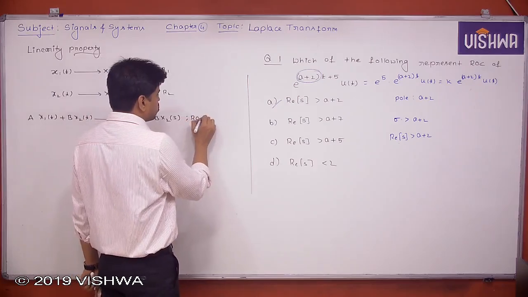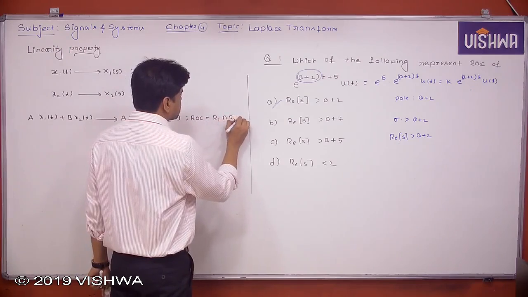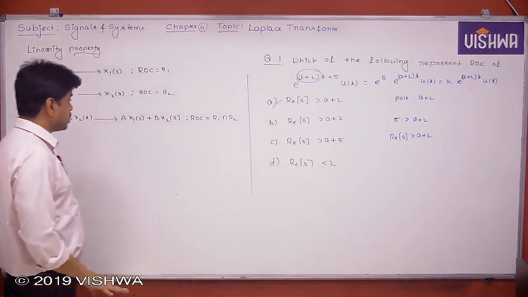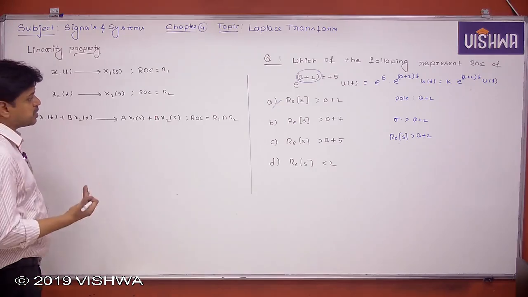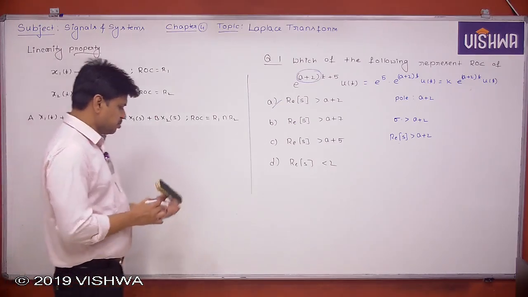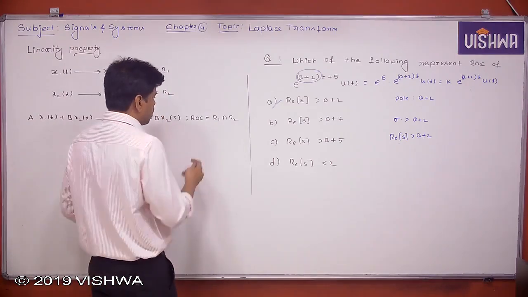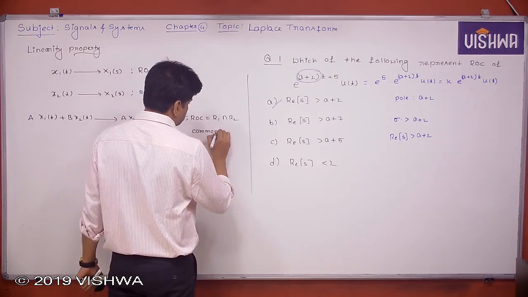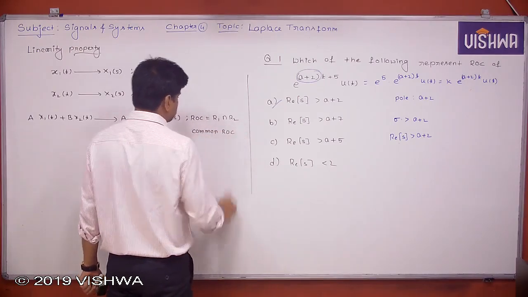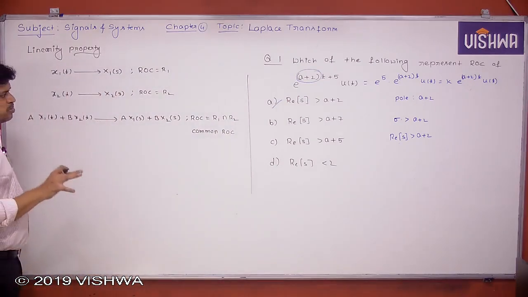What is the ROC then? R1 intersection R2. It is not R1 plus R2. It is not R1 multiplied with R2. It is R1 intersection with R2, that is nothing but the common ROC.